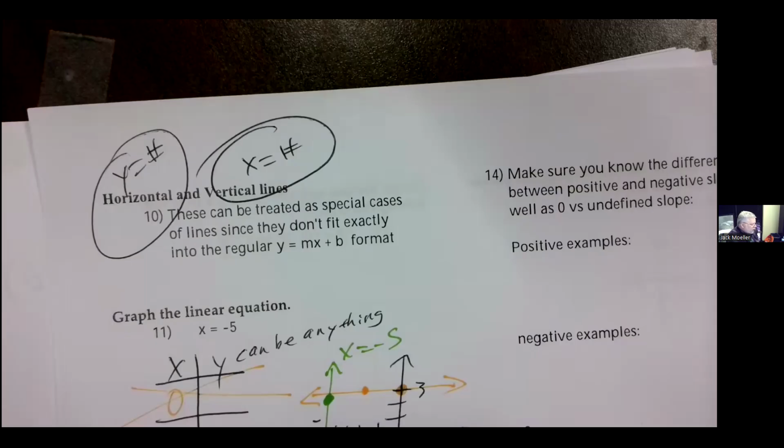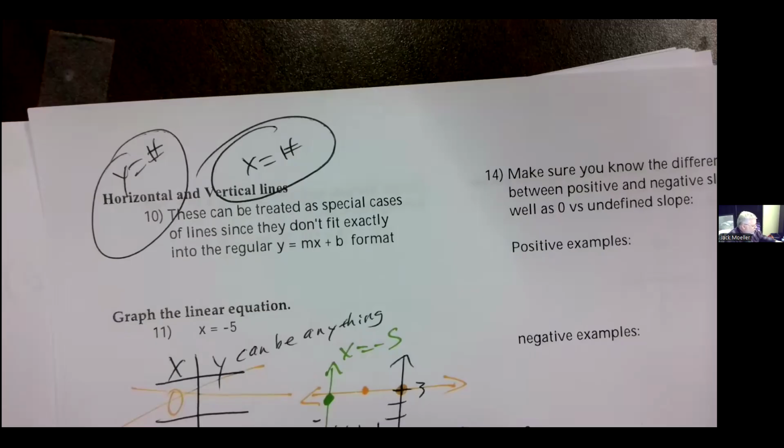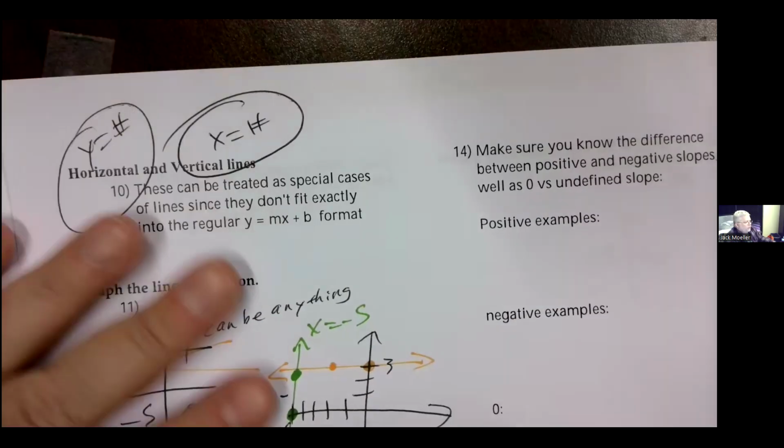If you have a y and an x, then you get a slanted line, up or down, and we'll talk more about that in future videos. But just x and y, treat those, x equals or y equals, horizontal and vertical, as special cases.